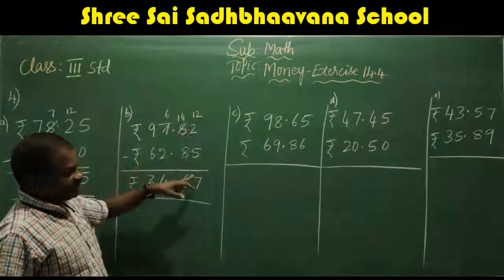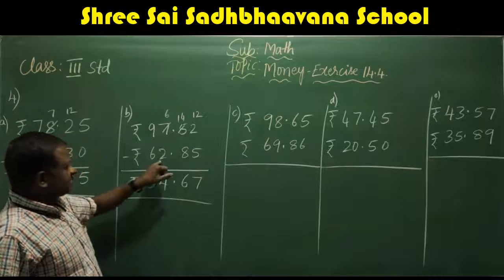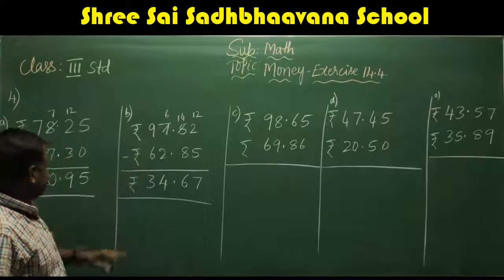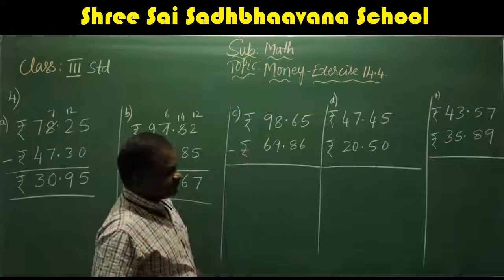7 plus 5, 12. Carry 1. 8 plus 6, 14 plus 1, 15. Carry 1. 4 plus 2, 6 plus 1, 7. 3 plus 6, 9. Next, come to here, subtraction.